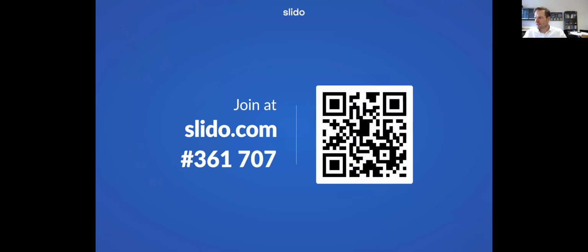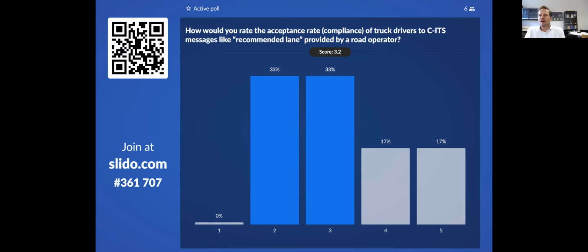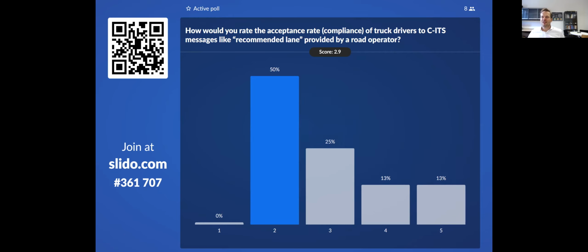So then I'll jump to the next one. How would you rate the acceptance rates or compliance of truck drivers to CITS messages like recommended lane provided by a road operator? So here the expectation is that acceptance will be not quite high. Here it's certainly something to consider. What's our opinion from the use case side here?